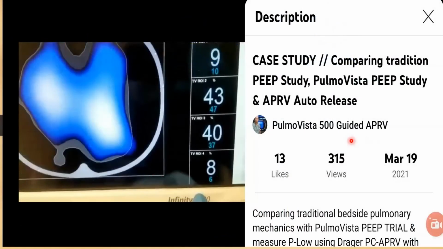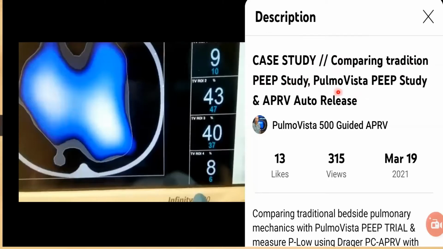Here's a little edit from one of my YouTube videos. So what we do often is, once we do the Pulmovista, we do the traditional PEEP study, where we'll try varying PEEP levels and we'll look at plateaus. We're going to look at the driving pressures. So we do the traditional part. Then after we transition to AC/PC and we do the PEEP studies, just like we've seen before, then we do a trial of APRV.